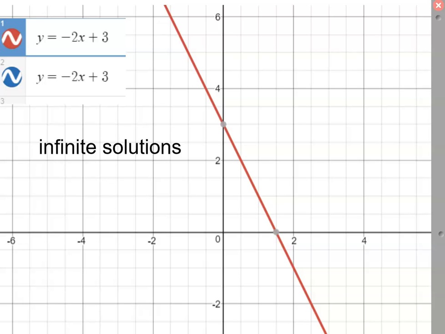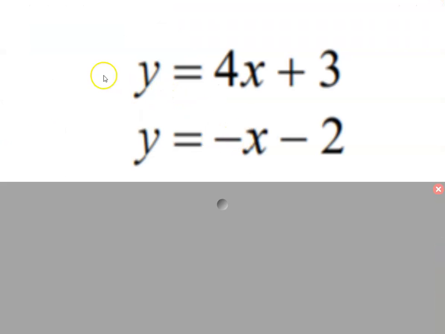So there's going to be 3 different types of graphs, and we're going to try some on our own here in just a second. This is just a really short video, and of course there's nothing to write down here. This is just showing you what's going to happen by using Desmos. So let's try this one on your own.